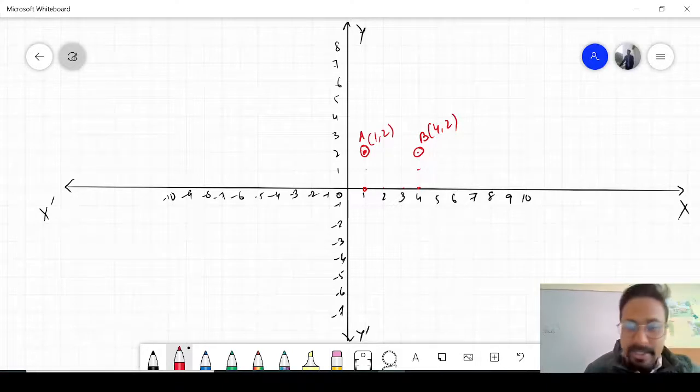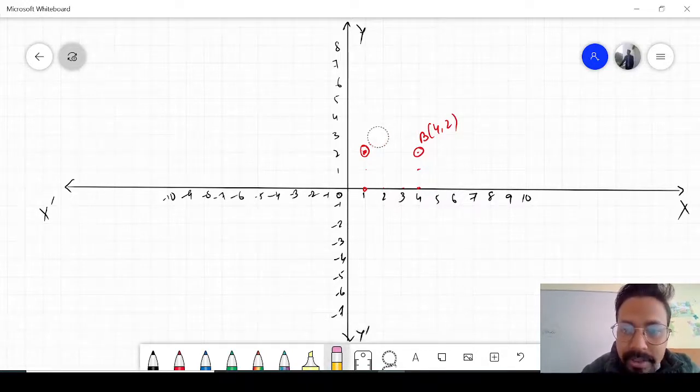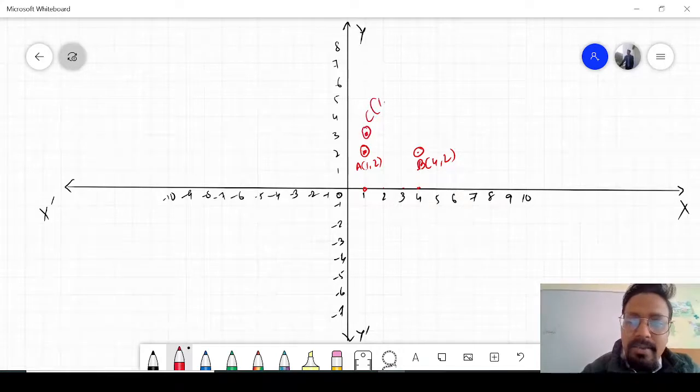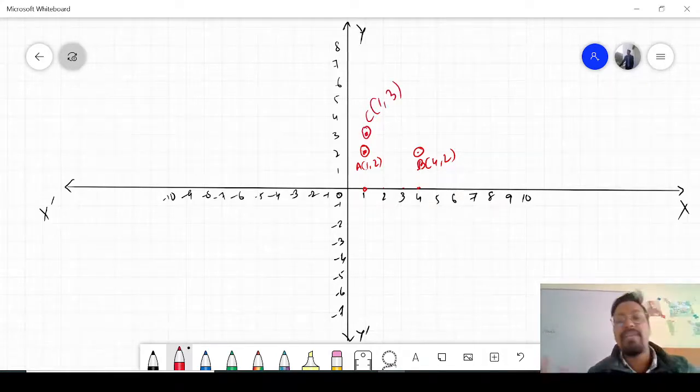Okay, then I think I need to change the way I have written it. So first one was a, 1, 2. Next was b, 4, 2. Then we have c, 1, 3. So 1, 3 will be here. c, 1, 3. And we have to find d.